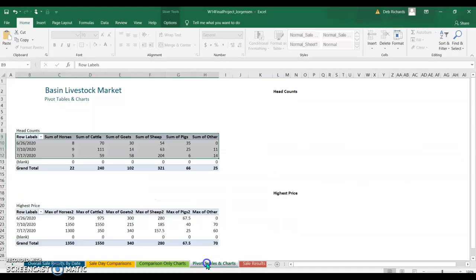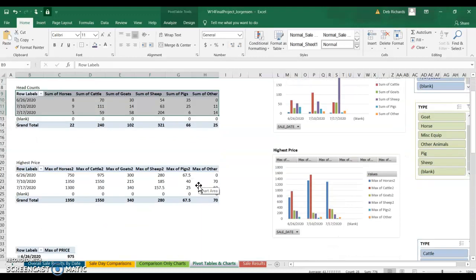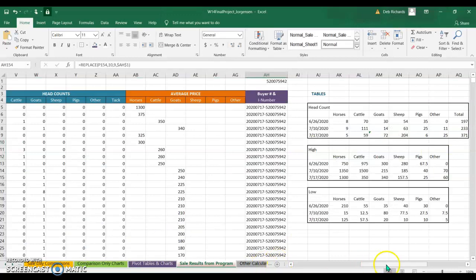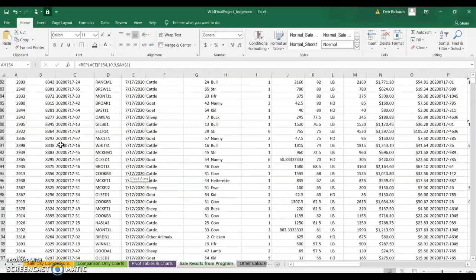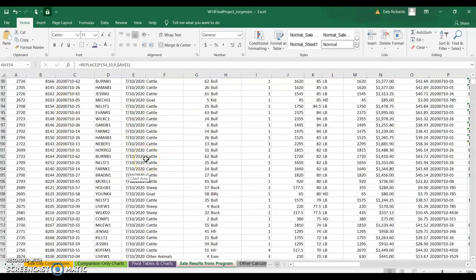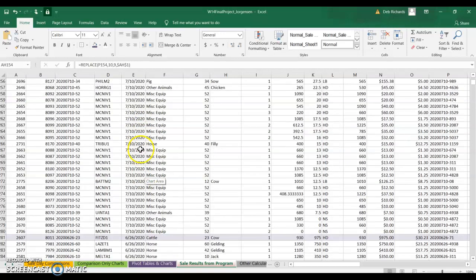This is my pivot tables and charts, where I was working on things behind the scenes. This is my sale report. This is my sale results. This is where we will plug in different days. Now we're on the 10th. This is every transaction that happened. So what we do is we have a program that we do our whole system in for the sale day. And so this is the table from that. So I just copy and paste it over into Excel to get my report.